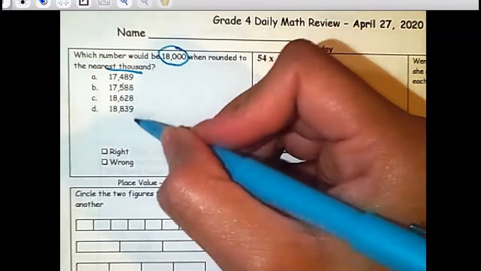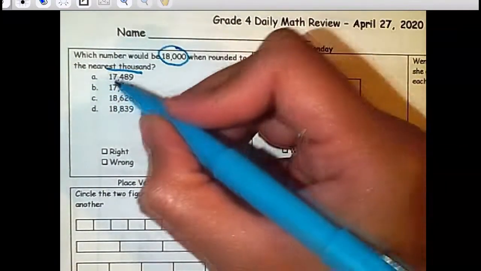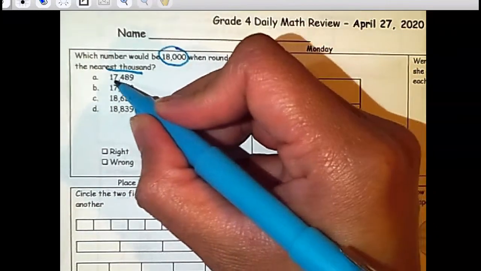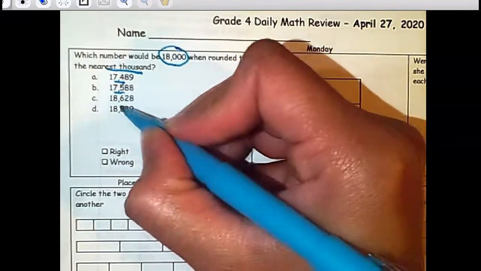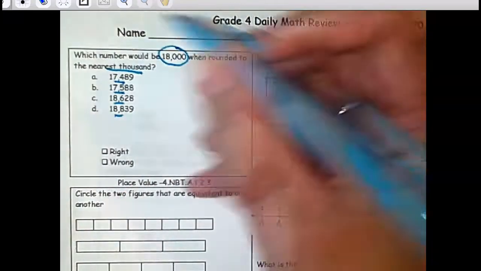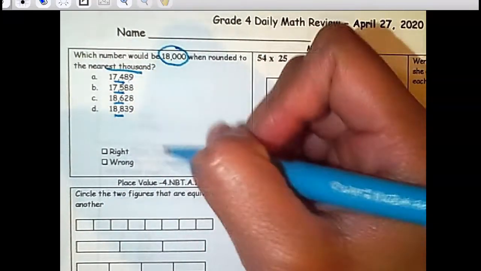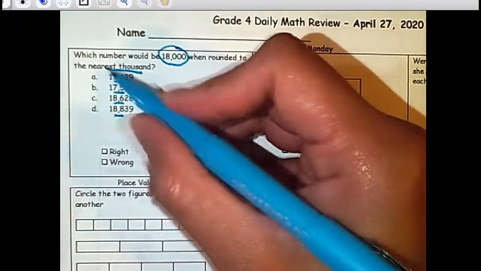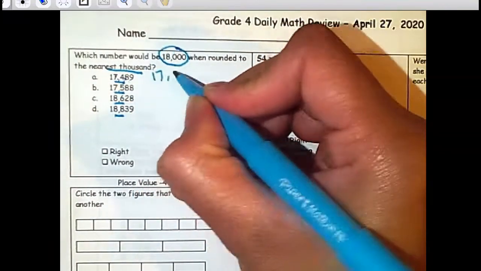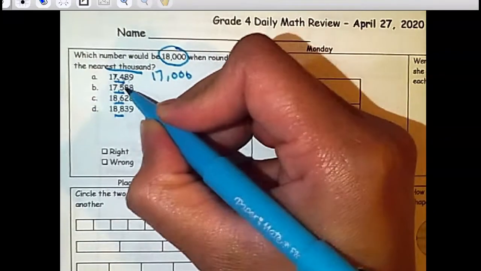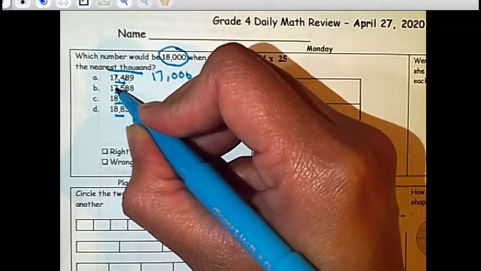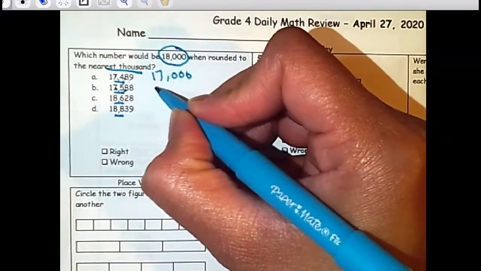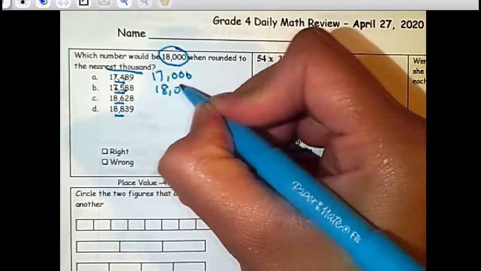So I'm going to look at my choices and underline the digits in the thousands place and the hundreds place, because I know the hundreds place will tell me what to do. Alright, let's take a look at these. We have the 7 and a 4 here. I know that 4 is going to make the 7 stay, so that rounds to 17,000. That 5 is going to make the 7 round up because we're close to regrouping. So we are at 18,000 here.